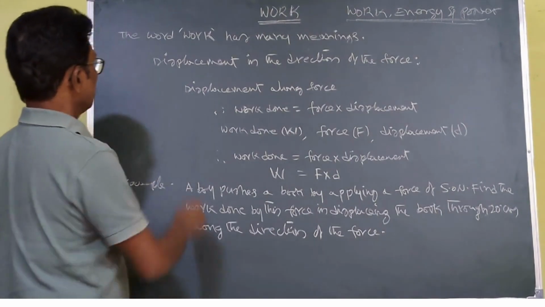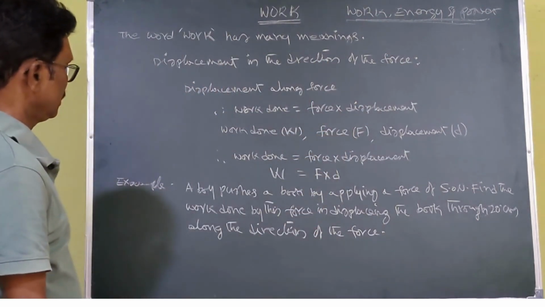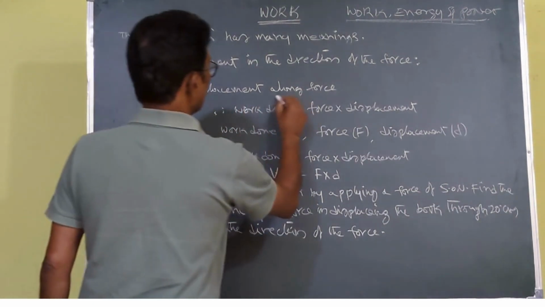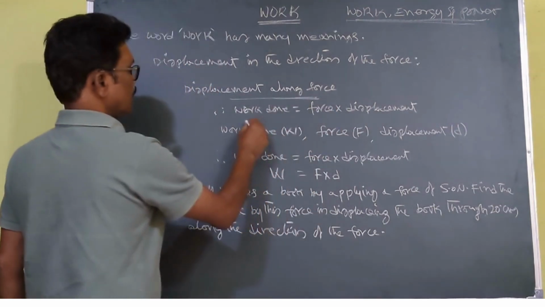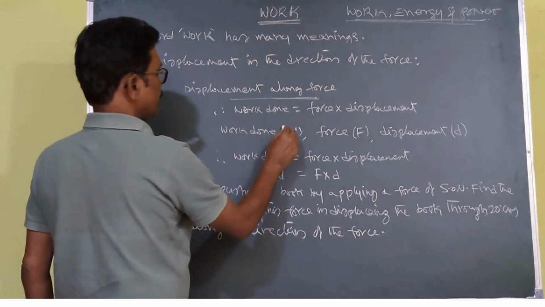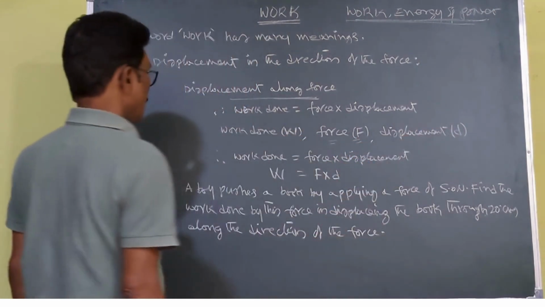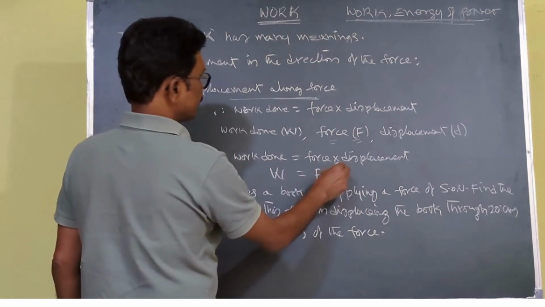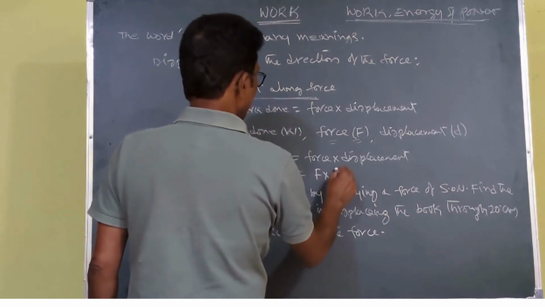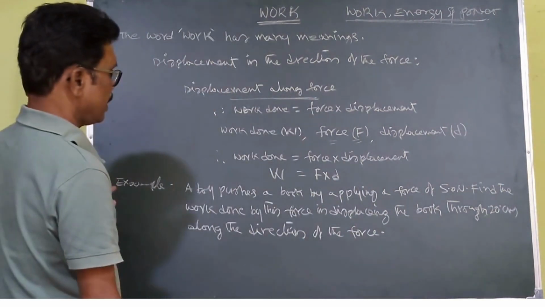We discussed 4 cases. The first case is displacement in the direction of the force. We can understand it in a better way. Displacement along a force. The work done is equal to force into displacement. Work done is denoted by capital W, force is denoted by capital F, and displacement is denoted by small d. Therefore W equals F into d. We take a simple example to understand.